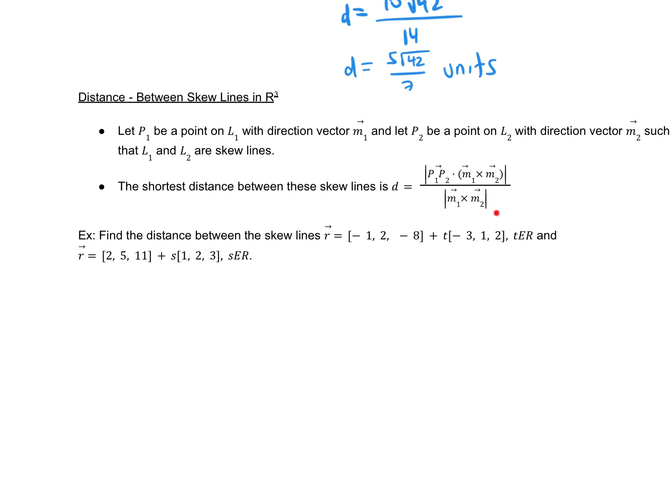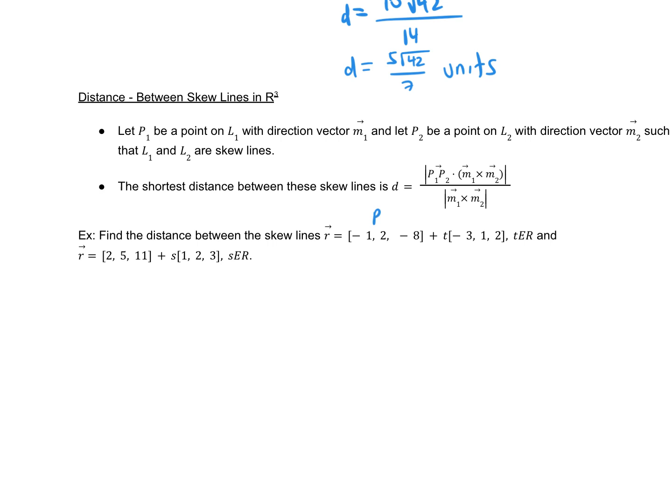So here's our distance formula. You're going to be taking the dot product between the vector formed by the 2 points that you know on the skewed lines and the cross product of those two direction vectors. And you're going to take the absolute value of that dot product and divide it by the magnitude of the cross product between the two directions. So let's give that a try.